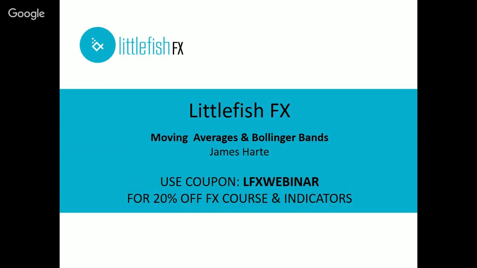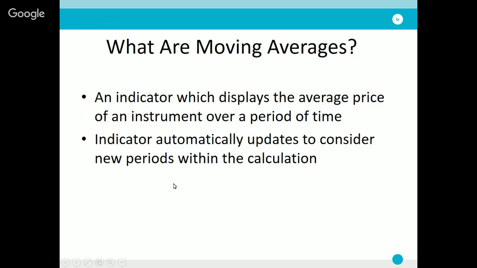Okay, so first of all, what are moving averages? Moving averages essentially give us a visual representation of the average of price as defined over the last X period. So if our moving average is set to 10 and we're on the daily chart, that's giving us the average of the last 10 days.